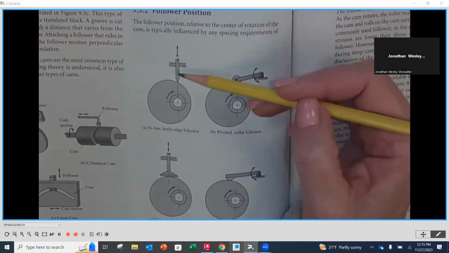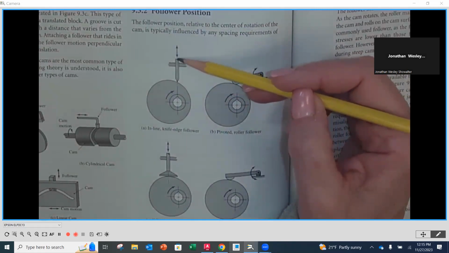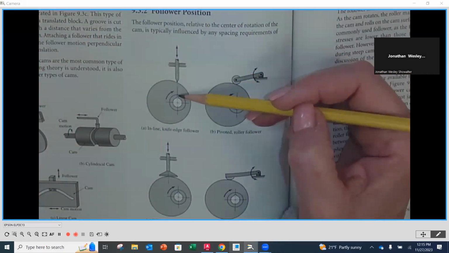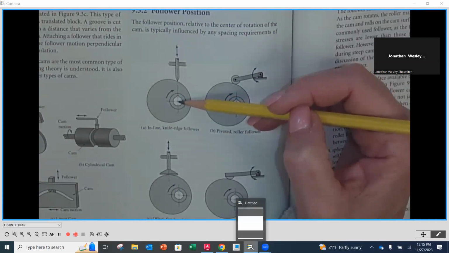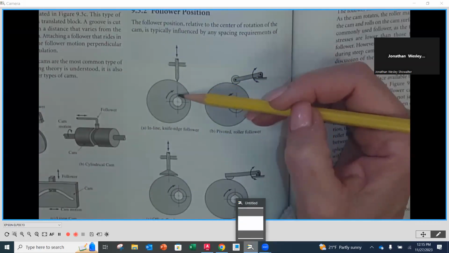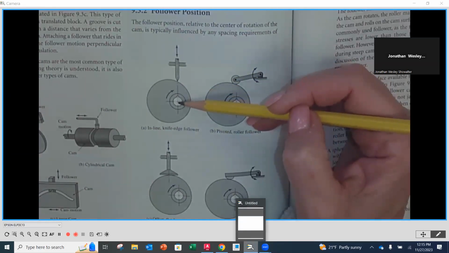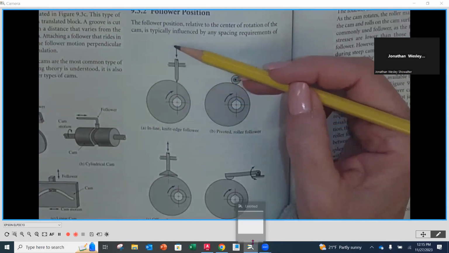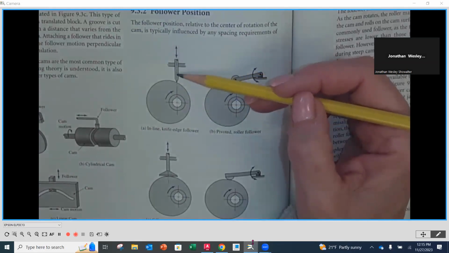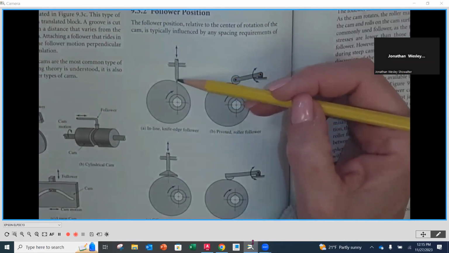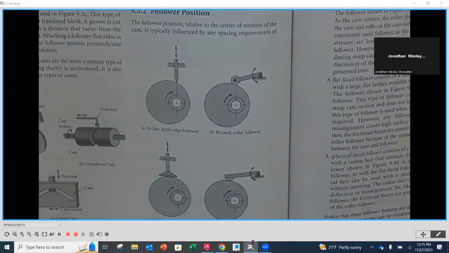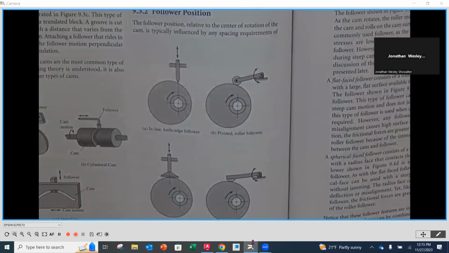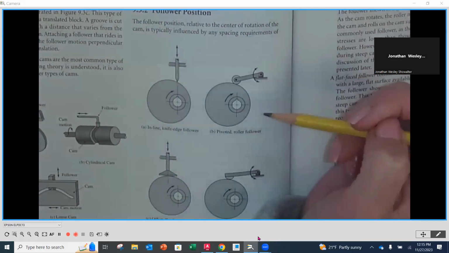So the follower in this case is going to be what we call an inline follower because its center line is in line with the center of the rotation of that cam or the cam shaft itself. Okay, so if we extend that all the way through, it is going to be in line. And this is going to be a knife edge because of the point that we have here. And it's going to then reciprocate up and down within the follower that we have there.